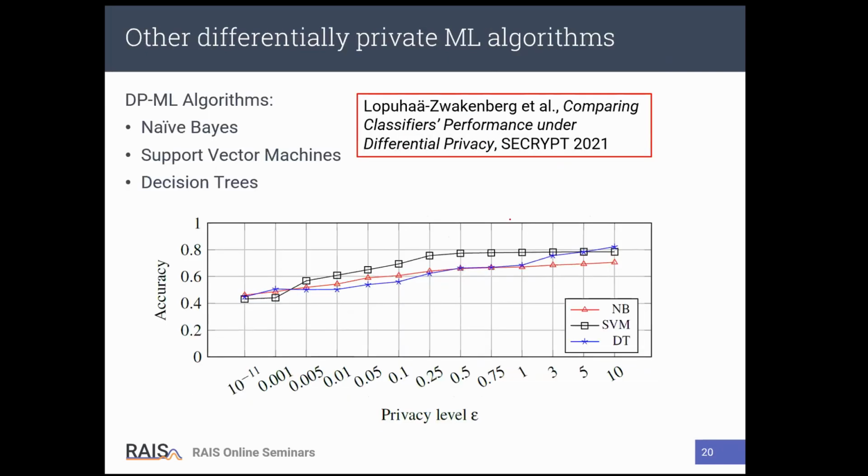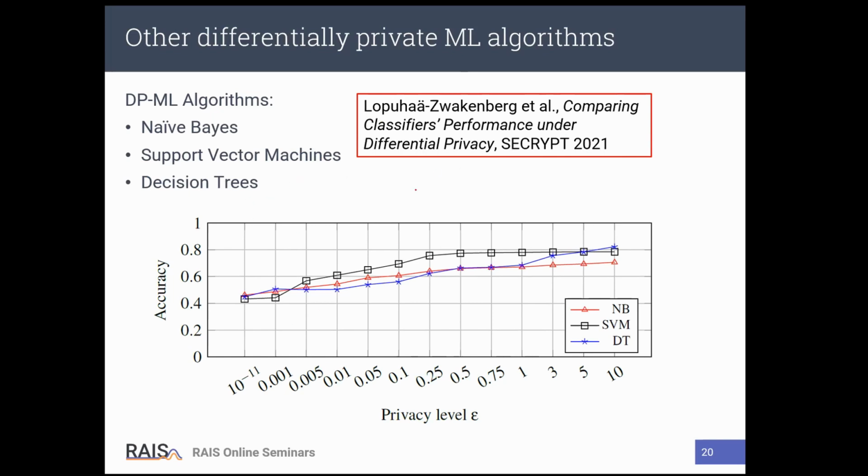Other than that, there are not only stochastic gradient descents and neural networks. There are other differentially private algorithms. I won't be covering that, but there is a recent paper which was published at SECRYPT, which compares the performance of different classifiers under differential privacy. In particular, we have naive Bayes, support vector machines, and decision trees.